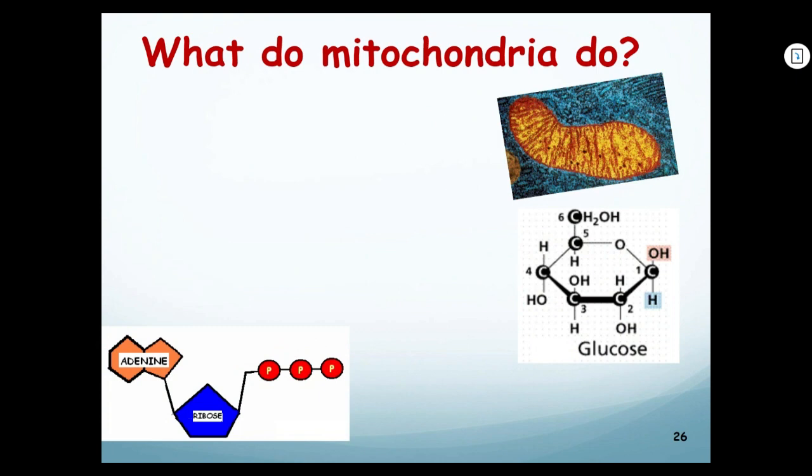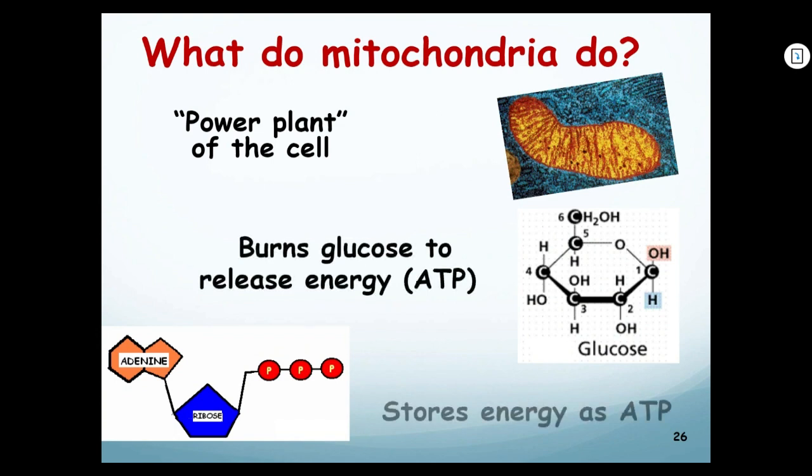So, what do mitochondria do? Kind of talked about that a little while ago. The last slide called it the powerhouse of the cell. It's also known as a power plant of the cell. But again, this is where ATP is created, right? So it burns glucose to release energy in ATP.